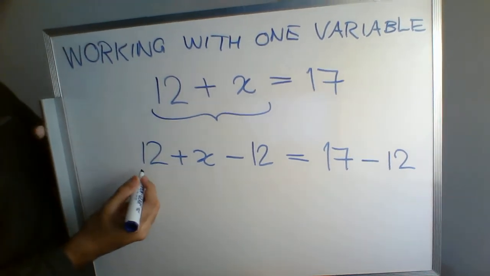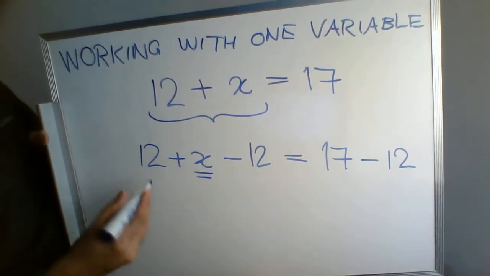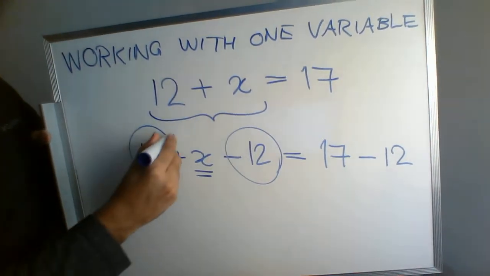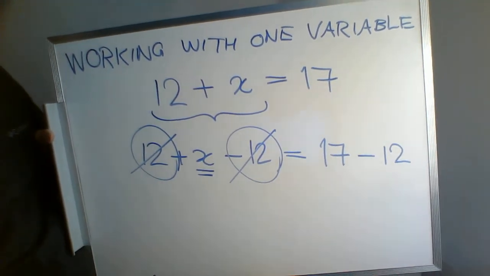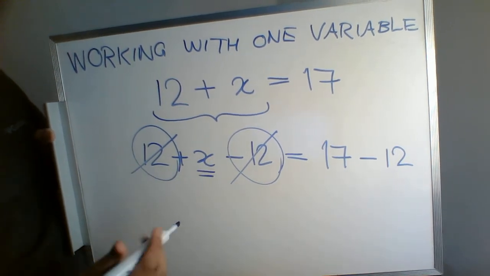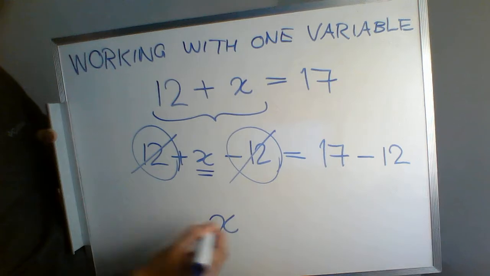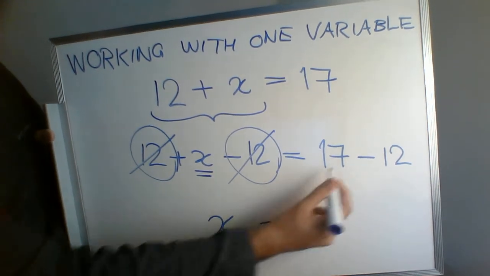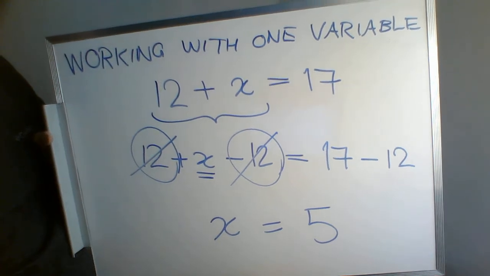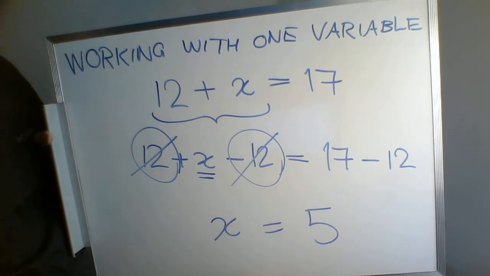So now what we have here is x, the number of oranges, plus, let's say, 12 apples minus 12 apples. So this 12 and that 12 disappear, right? Because this is a positive 12, that's a negative 12. Those two cancel each other out. And so on this side, I'm left with just x. And on that side, I get 17 minus 12 is equal to 5. And so that would be one way to solve this type of question.